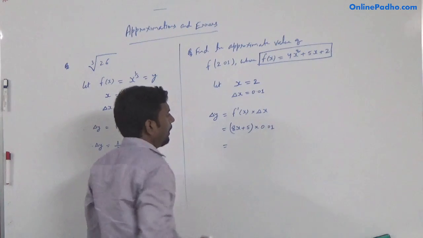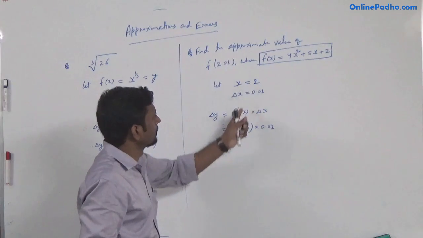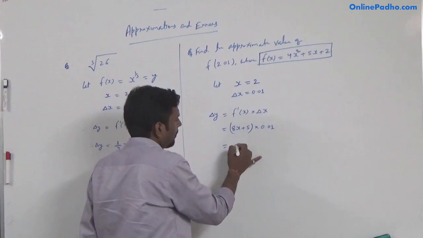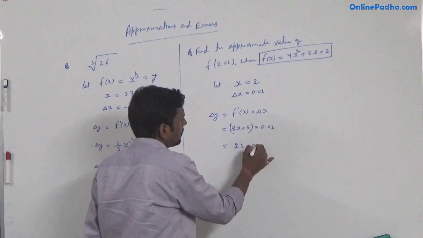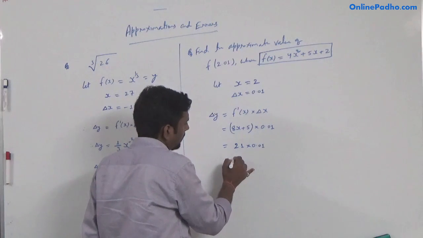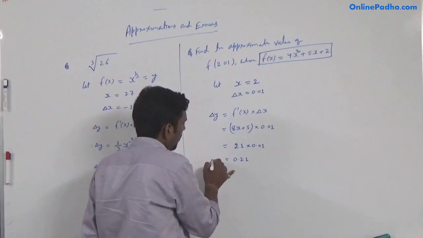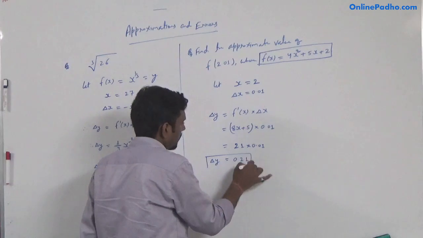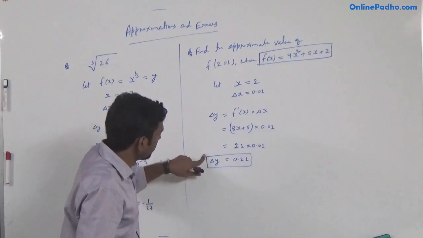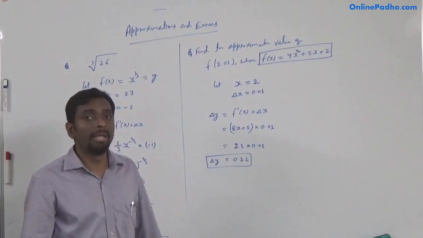So what do we mean by 8x plus 5? We can put x is 2, we will get 16 plus 5, that is 21, multiplied by 0.01. It can be written as 0.21. This is the value of delta y. And we have to find the value of y plus delta y.